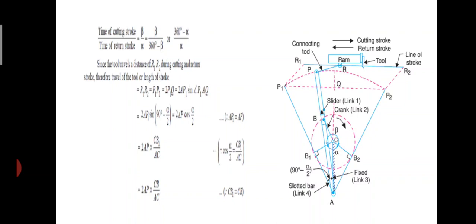So we can use the sine of the angle: twice AP1 sine of angle P1 A Q. So twice AP1 sine of 90 minus alpha by 2. Sine of 90 minus alpha by 2 means cos alpha by 2. AP1 is also AP. So twice AP into CB1 upon AC. CB1 is also CB. So twice AP CB upon AC.